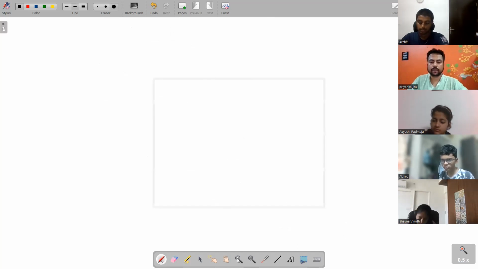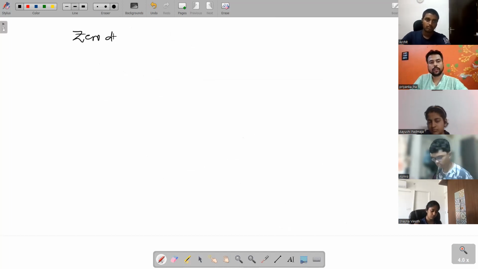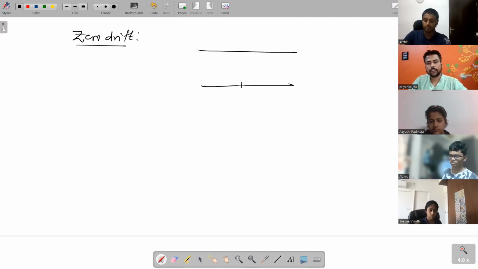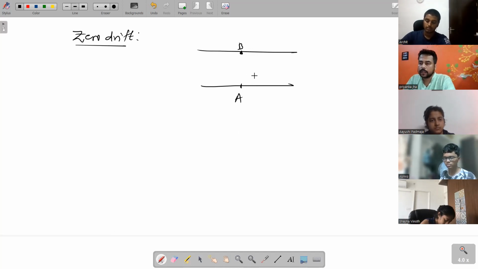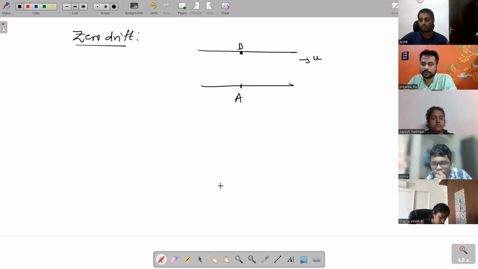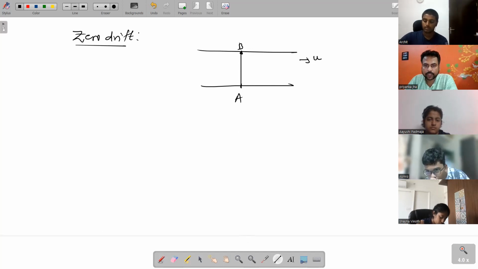Case of zero drift. Let's talk about that. Zero drift. See, we understand that this is the river. Zero drift means man will start from here and he will directly reach to the opposite point. This is the zero drift. But suppose this river is also flowing with some velocity. So if the river does not flow, you can directly come along this AB and you can simply come. So you can say that this is the case of zero drift.